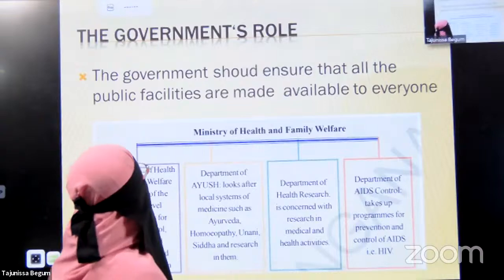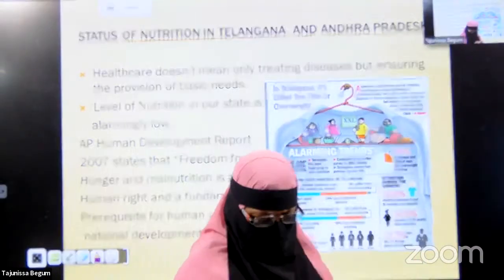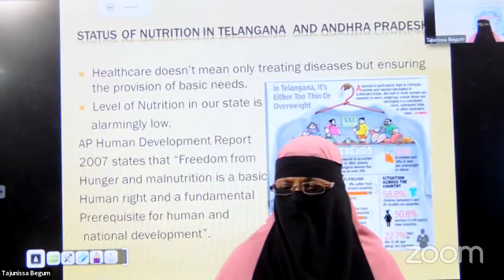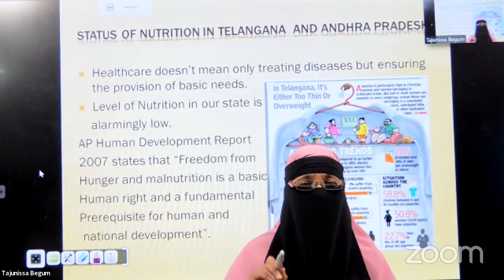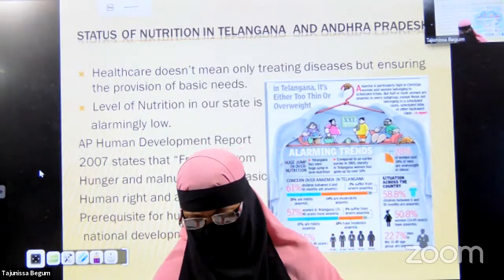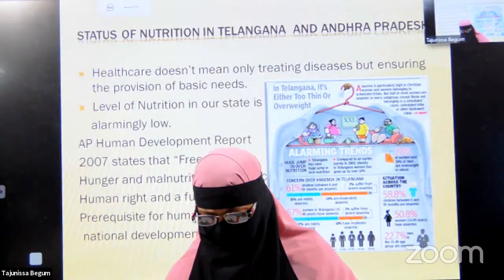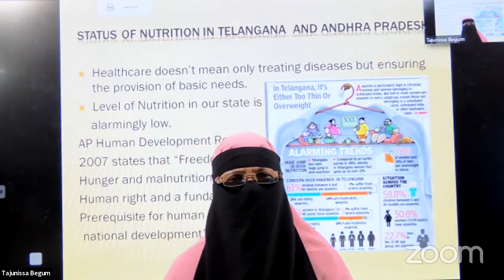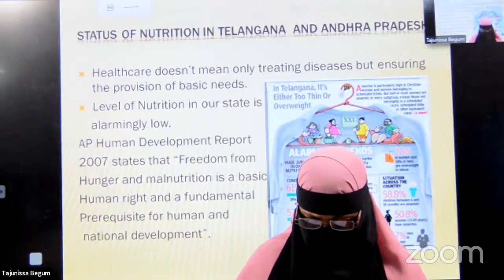Next we'll see the government's role. What does the government do? What is the duty of the government? There should be someone to take care of our country. What is the role of the government? The government has to run the country and give public amenities. There should be someone, and that someone is the government, who is responsible to take care of our country.